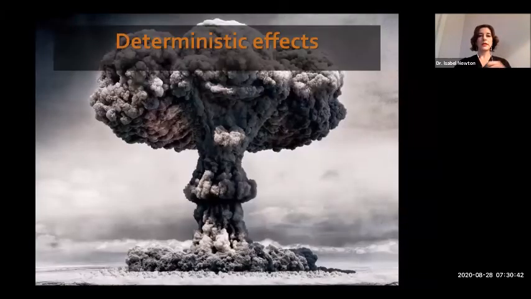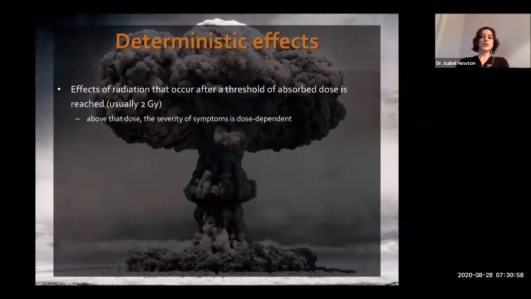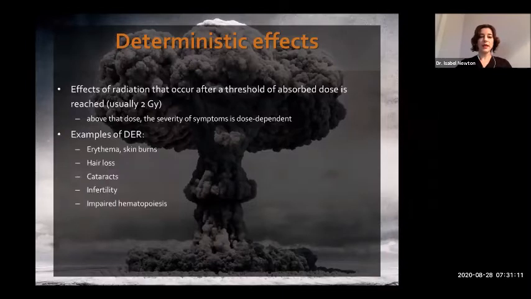The deterministic effects of radiation are ones that we have come to understand through some unfortunate experiments that have occurred as a result of history. These are the effects of radiation that occur after a threshold. Remember, stochastic did not have a threshold, and the threshold here is 2 gray, so 2,000 milligray. Above that dose, the severity of symptoms is dose dependent. The effects are skin redness or burns, hair loss, infertility, and impaired hematopoiesis.